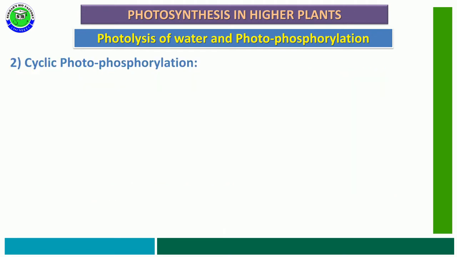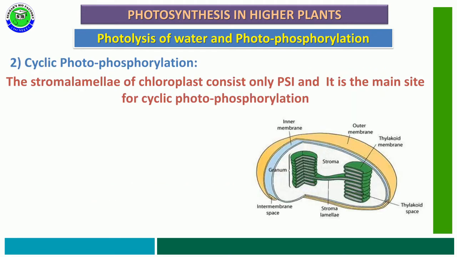And in case of cyclic photophosphorylation, it takes place in specialized structures called stroma lamella. Stroma lamella is a membrane present in between two grana, and these two grana are connected with stroma lamella. And the stroma lamella consists of only PS1 in its membrane, and the NADP reductase enzyme is absent in stroma lamella.